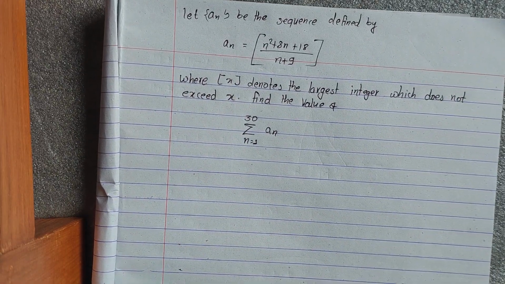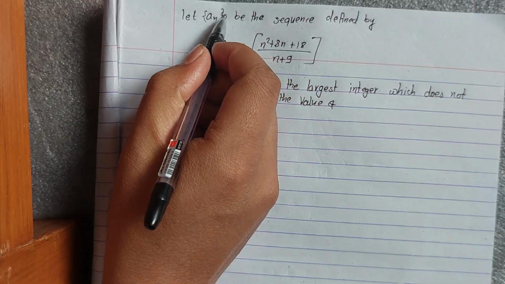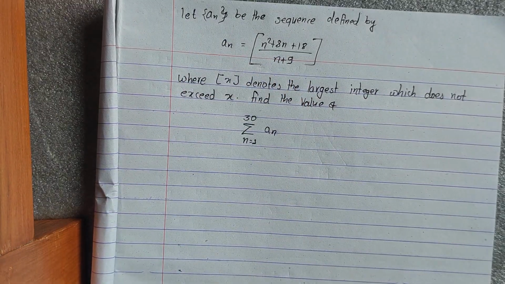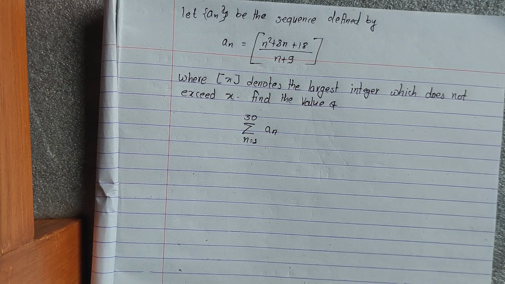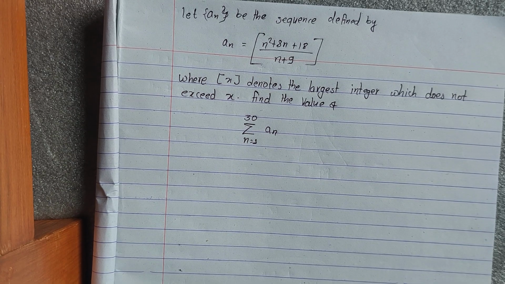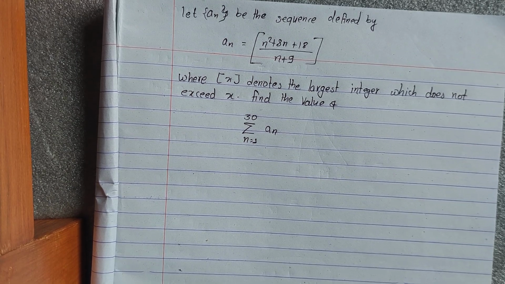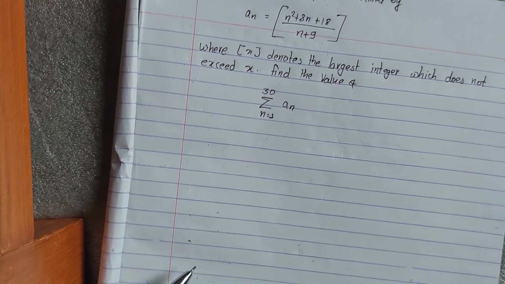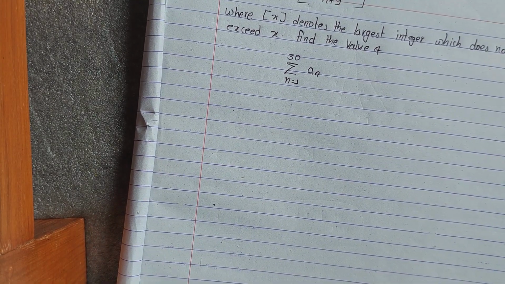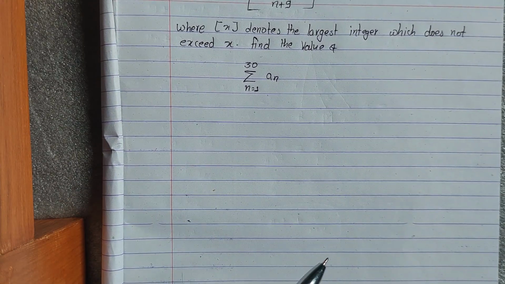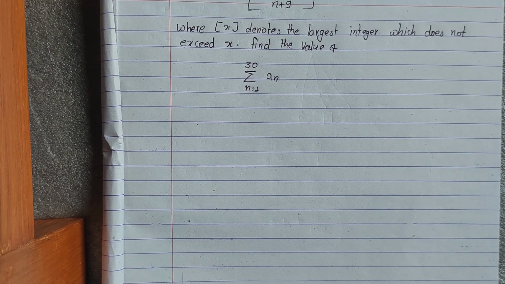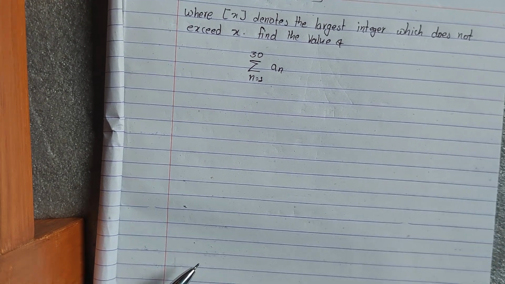Here the question asked is, let an be the sequence defined by an equals the greatest integer of (n square plus 8n plus 18) upon (n plus 9), where [x] denotes the largest integer which does not exceed x. Find the value of the summation from n equals 1 to 30 of an.